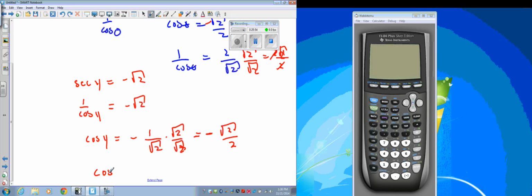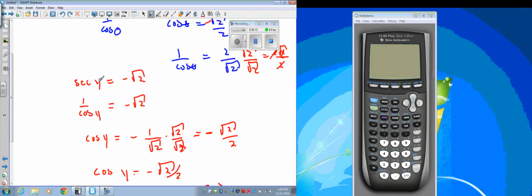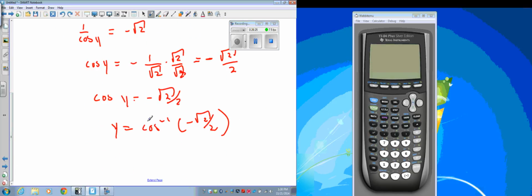So the cosine of y equals a negative square root of 2 over 2. Now you say y is equal to the cosine inverse of a negative square root of 2 over 2. And that y is the y that you're looking for up in this problem right here. If you were putting in a calculator, this is the process you'd have to go through to figure out what you're going to do.